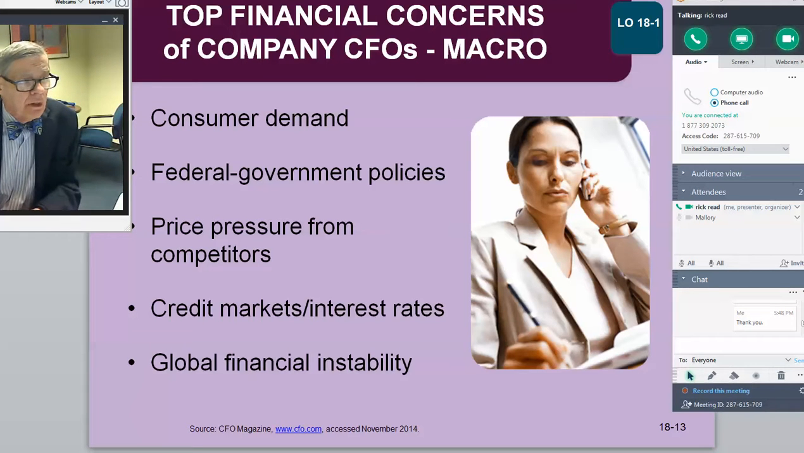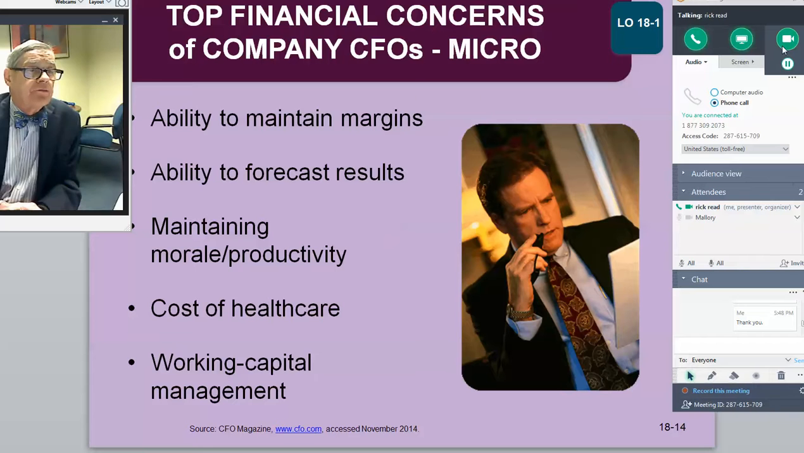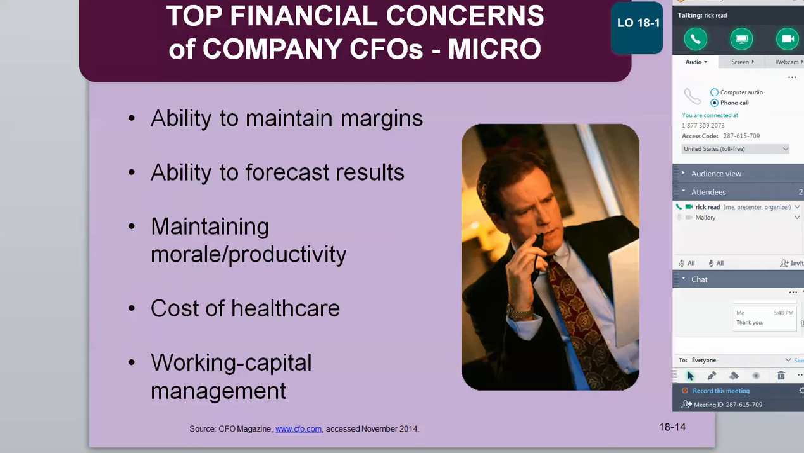On the micro level, notice there's some things here. We have to be able to say what we're going to do and make accurate forecasts. And then we have to be concerned about working capital. And then we'd have to look at things like cost of healthcare, but it's more than just cost of healthcare. There are other cares and benefits that companies offer to employees that have to be considered. And it's more than just healthcare, although healthcare is a large, if not the largest, piece of it.